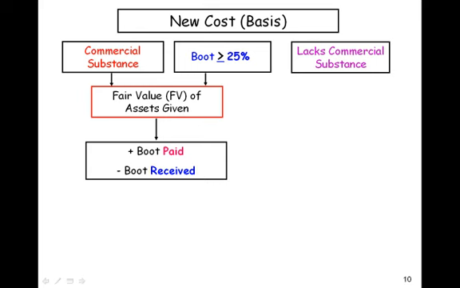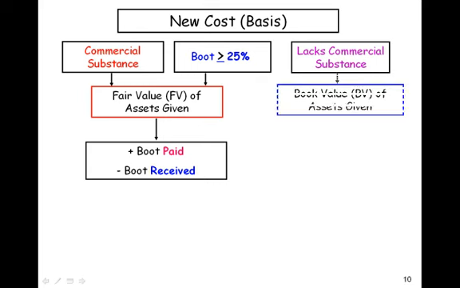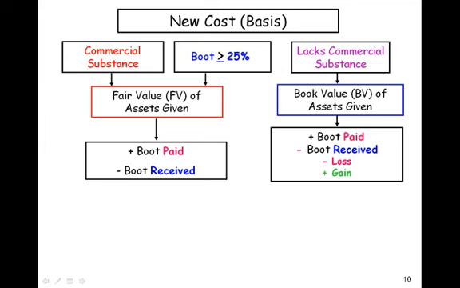If the exchange lacks commercial substance, the new asset is recorded at the book value of the asset given up. To this new basis, four adjustments might need to be made. We have already described the first two. The other two adjustments are to reduce the basis by the amount of any loss recognized and increase the basis by the amount of any gain recognized. Why do we make these last two adjustments to the basis?